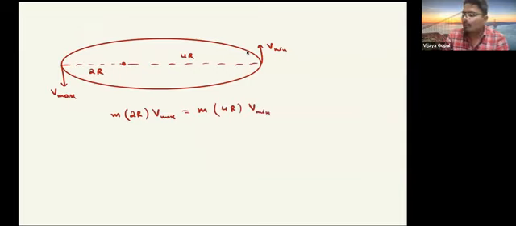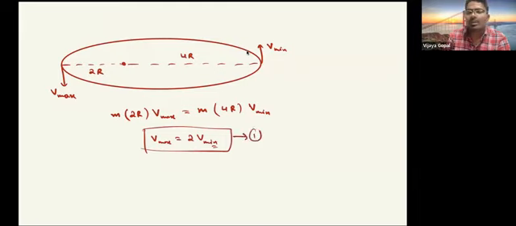And then from here you will be getting v max equal to 2 times v minimum. So this is one equation I got, equation number 1. But we need one more equation, right? Because two variables are there. What is the other equation? Total energy of the satellite will remain constant.